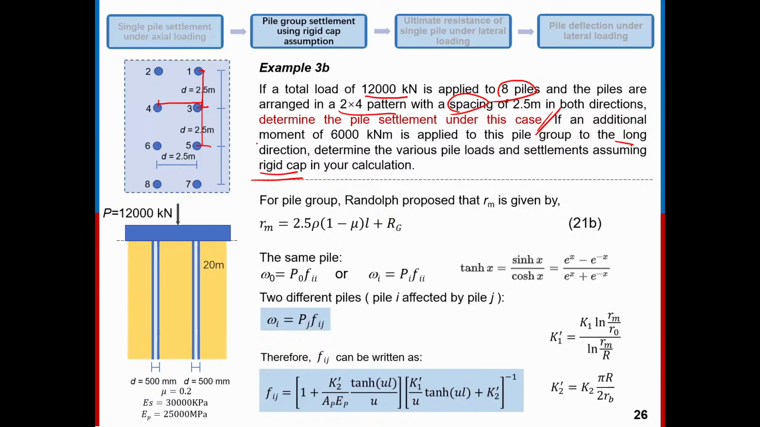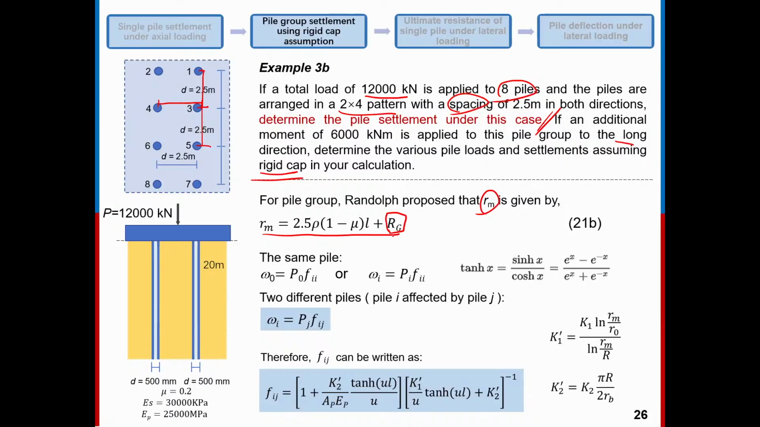As you see here, this question is a pile group question. As we discussed in the lecture, for pile group, the calculation just has some revision on the equations for the single pile under vertical loading, right? The first revision is the Rm. Rm is equal to this equation. We have one more additional parameter, Rg here. Rg is the radius of the equivalent circle.